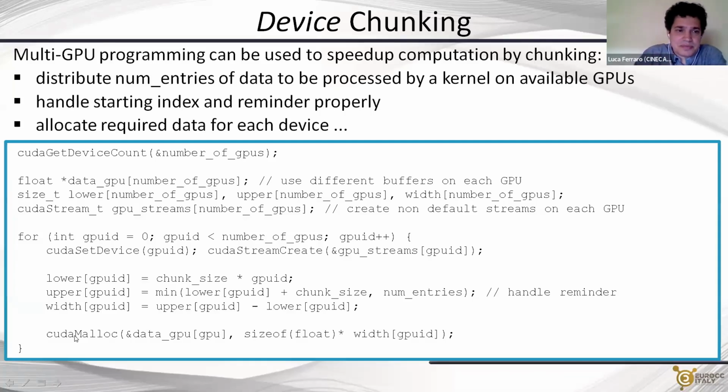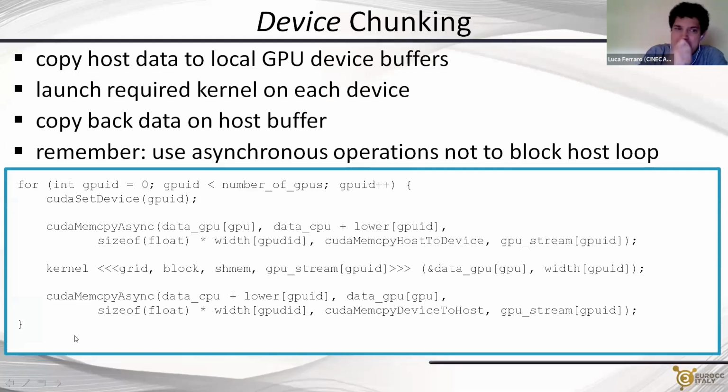And then you can make a loop selecting the device and assign the operations: copy host to device data, launch the kernel, and copy back the data once the kernel has finished, looping on each device and assigning these operations, because they are asynchronous operations, to a stream that lives on each device.